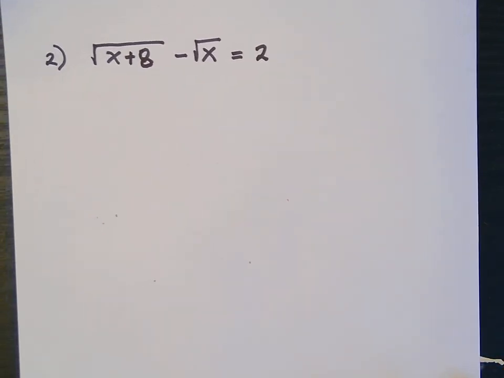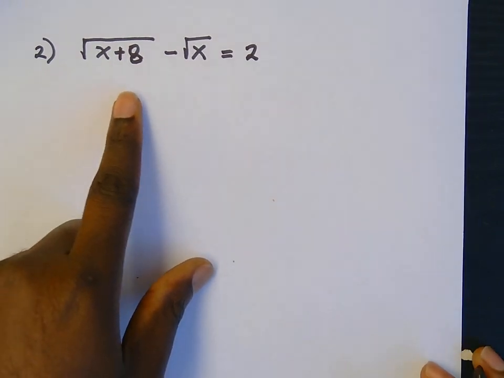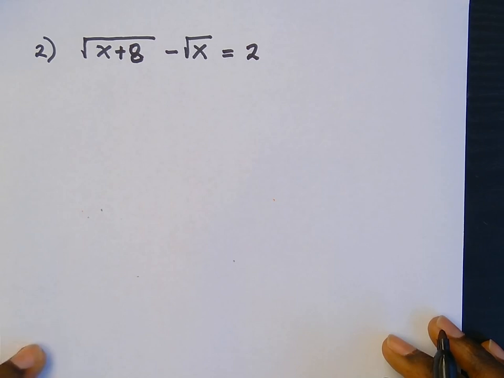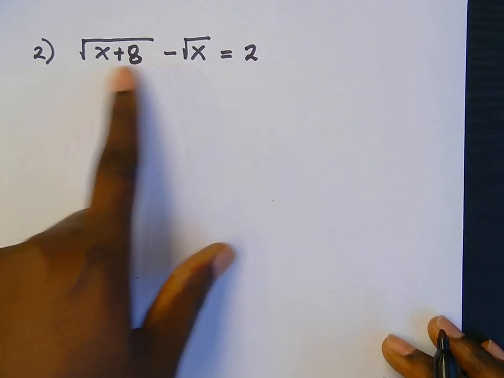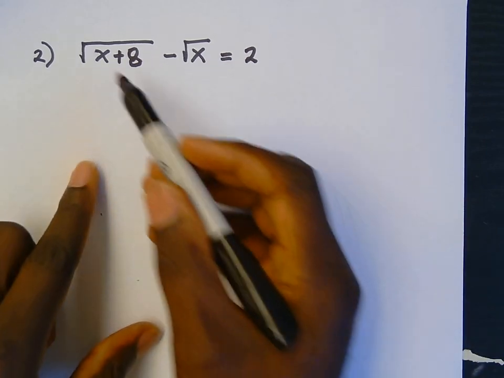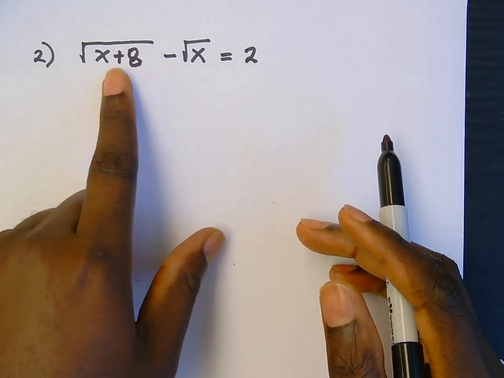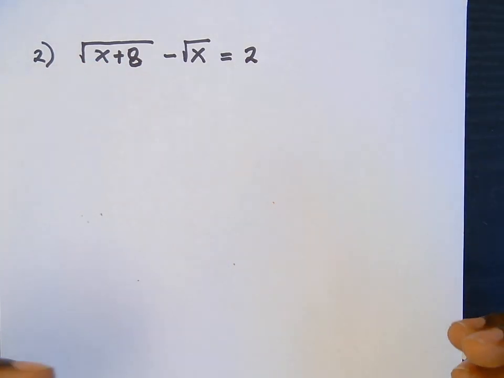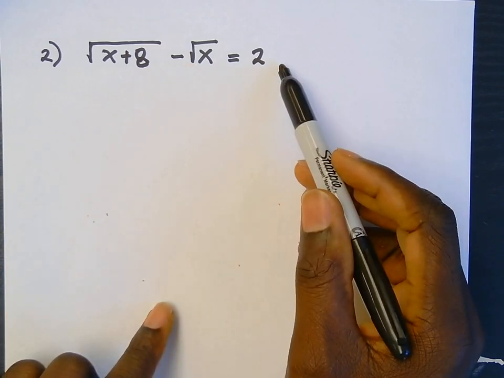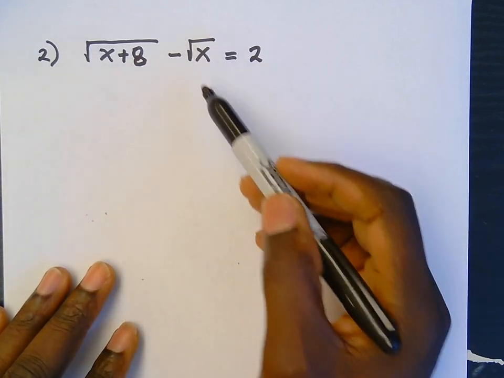In example 2, we have the square root of x plus 8 minus the square root of x equals 2. Now what we want to do is eliminate the square root, the radical sign. To do that, there are two ways we could go. We can square both sides so that we will FOIL these two expressions, or, to make our life less complicated, I'm going to move the square root of x to the right hand side. That is going to be far easier than trying to FOIL these two expressions.